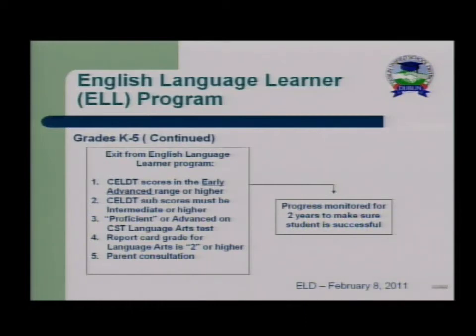If so, it is possible that they would be re-enrolled into the ELD program to receive support services if for whatever reason it was deemed necessary that they receive the ELD support. So it's nice they are not just cut loose to fly on their own and we never see them again. They are monitored for 2 years to make sure that they are succeeding, and I think we do a good job of watching out for the students in that regard.